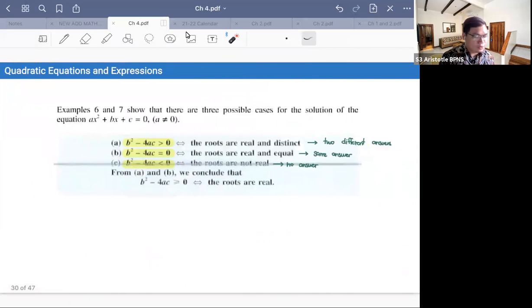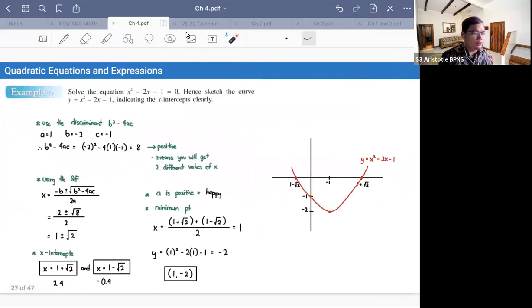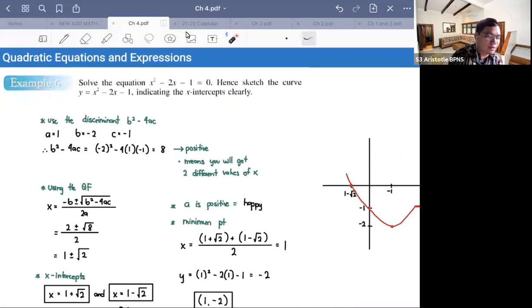Let me just check here. All right, so here we go. Let's have examples first before I discuss further use of the b squared minus 4ac. So let's have example number 6. It says here, solve the equation x squared minus 2x minus 1 equals 0. Hence, sketch the curve y equals x squared minus 2x minus 1, indicating the x-intercepts clearly.